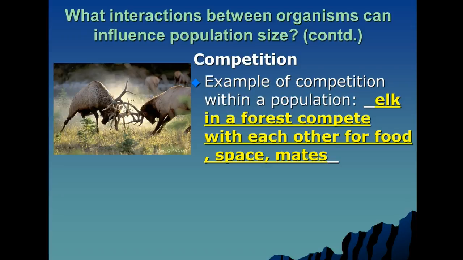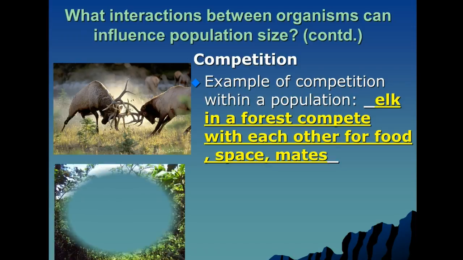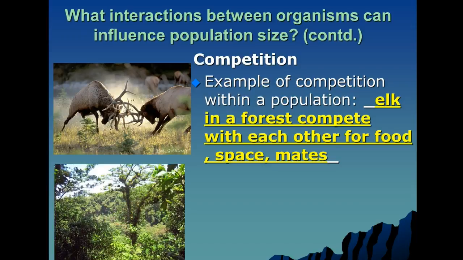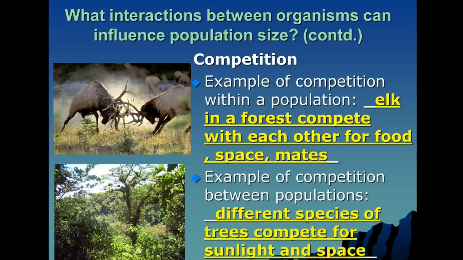Whoa, that was pretty intense. So you can see even elk can get very violent when they're competing. Let's go to something a little less violent. How about trees? Yeah, trees are less violent. Trees are a great example of competition between populations. Different species of trees and plants are always competing for sunlight and for space. Which one can grow taller to reach the sunlight, whose roots can grow deeper to reach the water. So even trees are in competition.